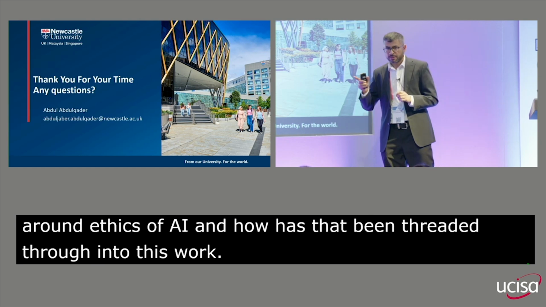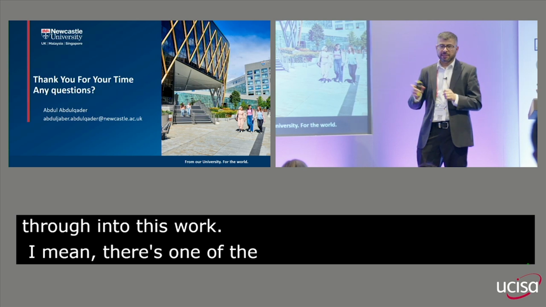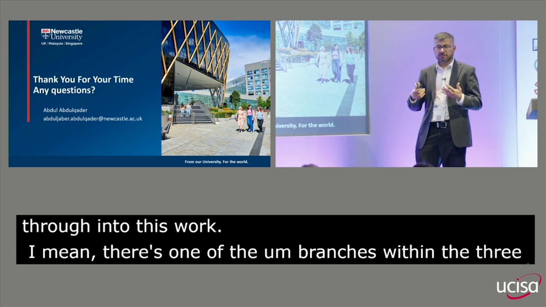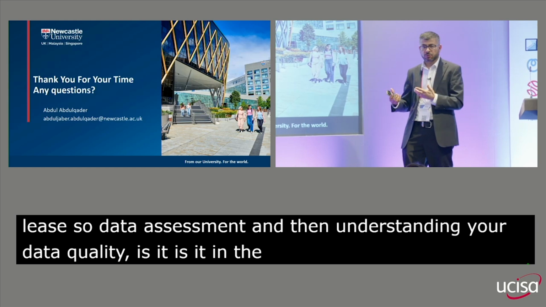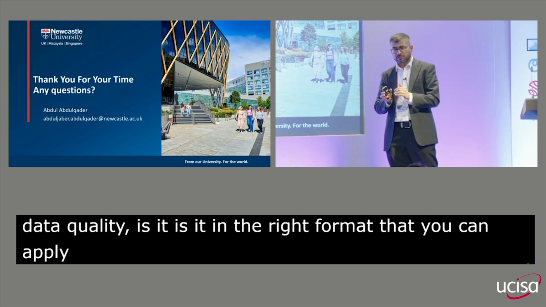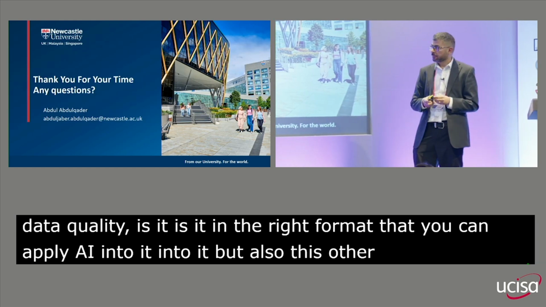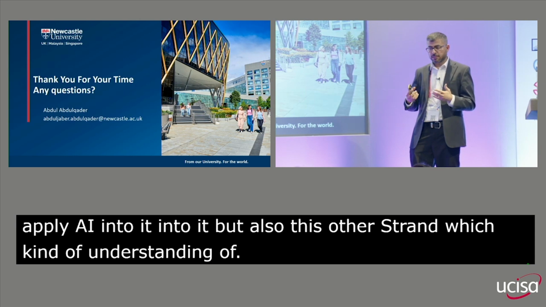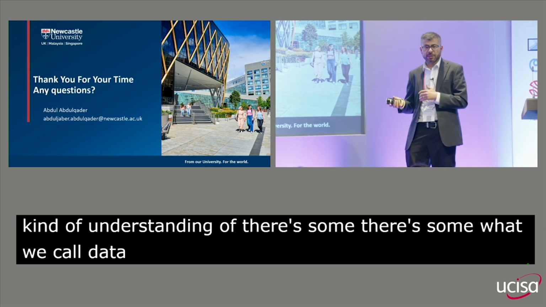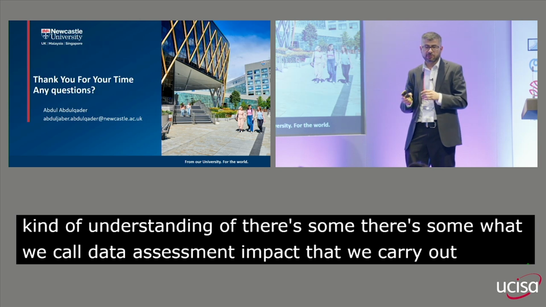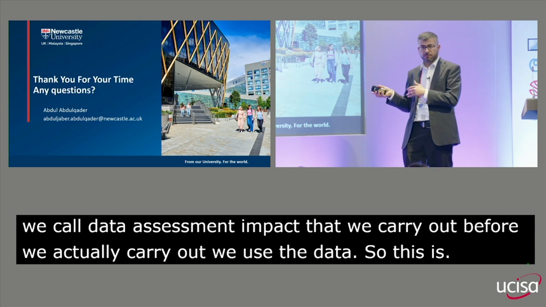There's one of the branches within the tree that leads to data assessment and then understanding your data quality. Is it in the right format that you can apply AI to it? But there's also another strand, what we call a data impact assessment, that we carry out before we actually use the data. So this is one of the prerequisites before you can apply AI.